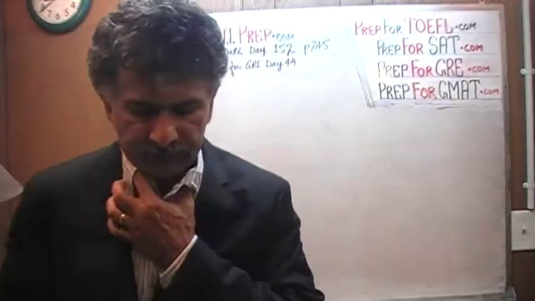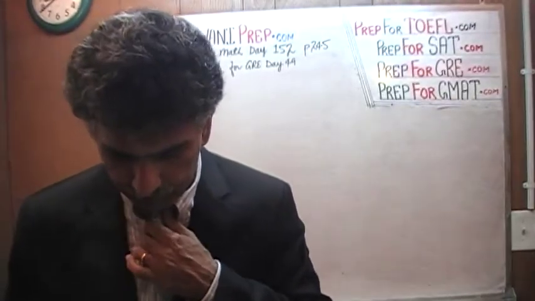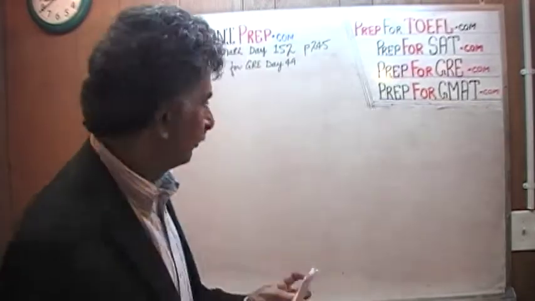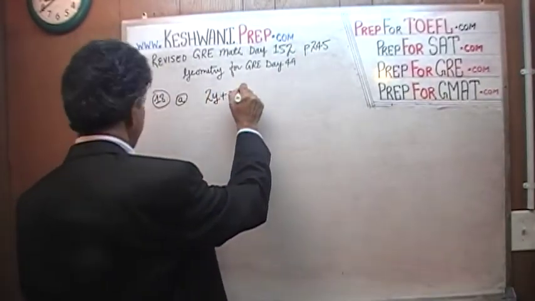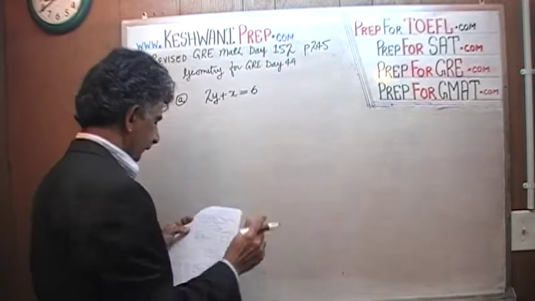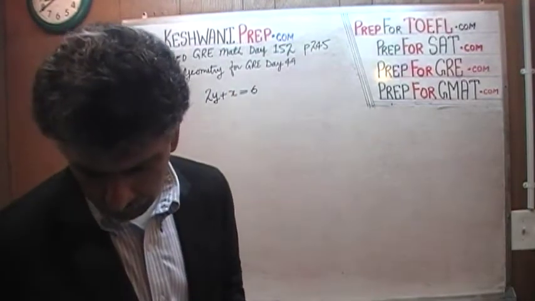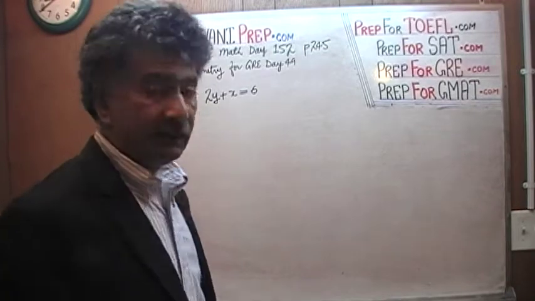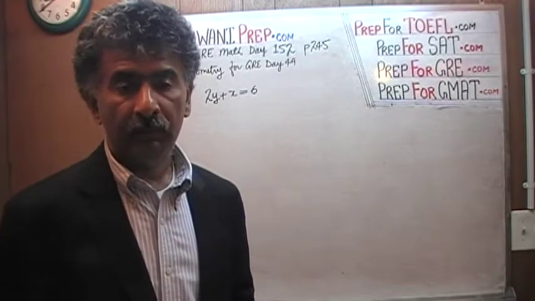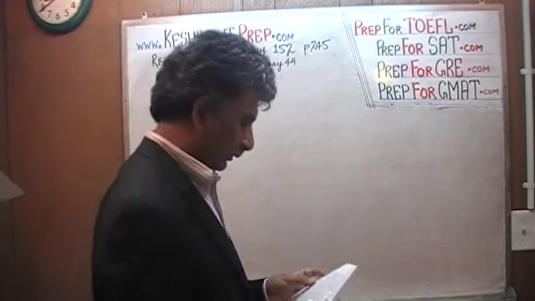The very first one asks us to find the slope and the y-intercept of the line with the equation. So they give you an equation here: 2y plus x equals 6. And they want us to find the slope and the y-intercept. So that's exactly what we're going to do here. We're going to write this equation in the standard form of slope-intercept form.